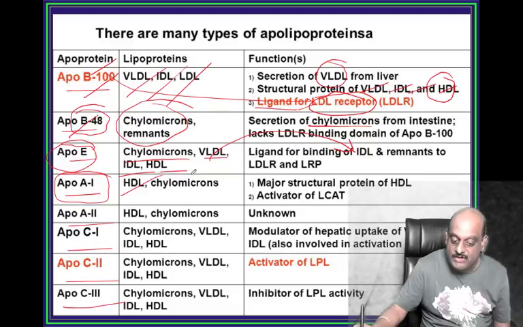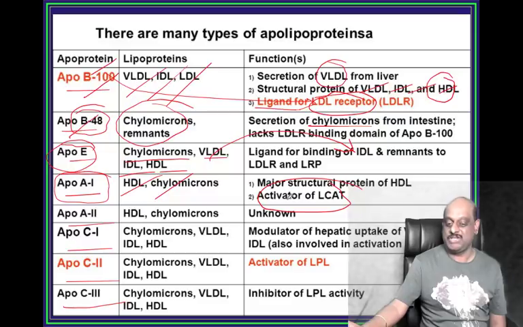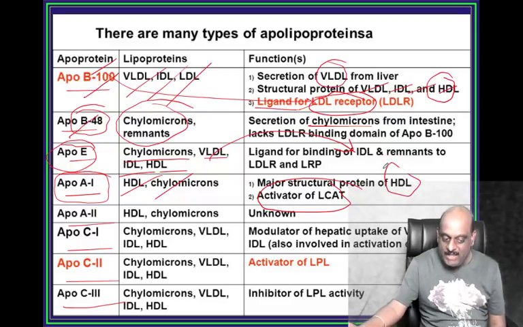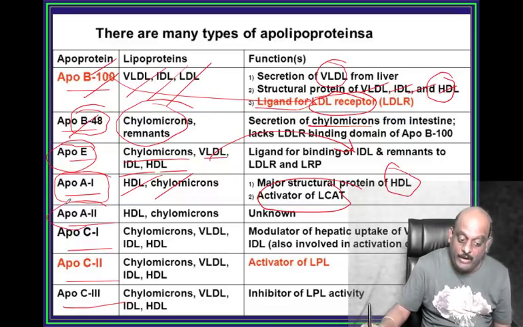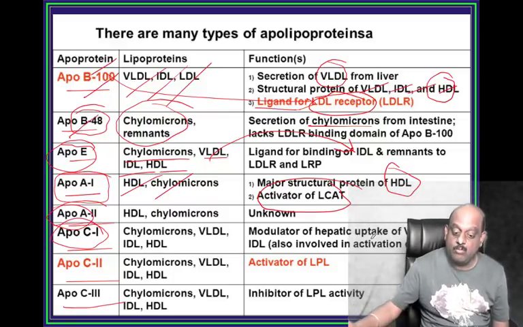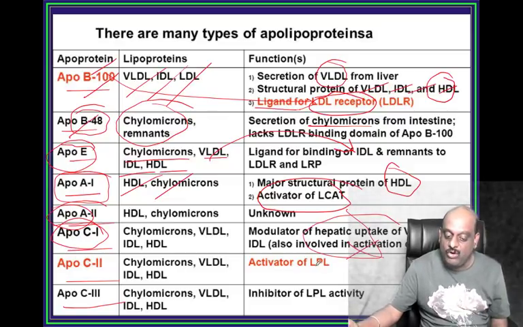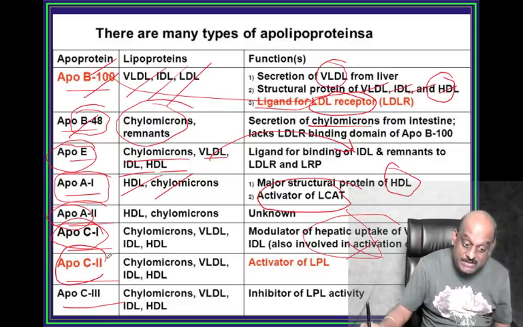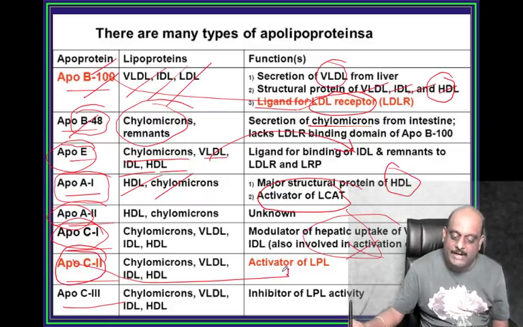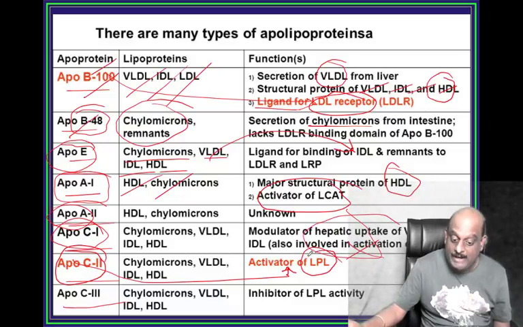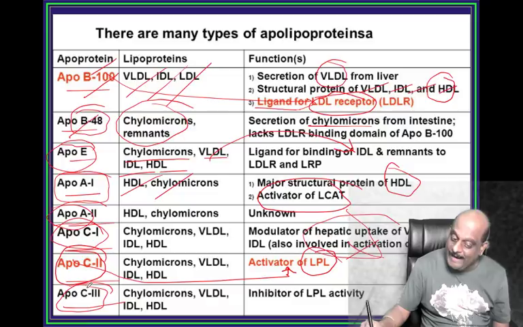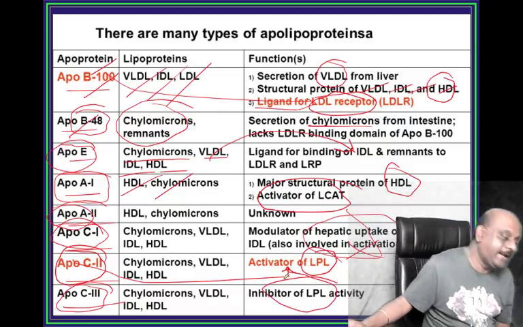ApoA1, it is there in HDL and chylomicrons. It is the activator of LCAT, is what you need to remember. It is a major part of HDL. ApoA2, we don't know what it will do. ApoC1, it is a modulator of the hepatic uptake of VLDL and is also involved in activation of LCAT. ApoC2, very important, most important activator of lipoprotein lipase. And ApoC3 is an inhibitor of lipoprotein lipase.